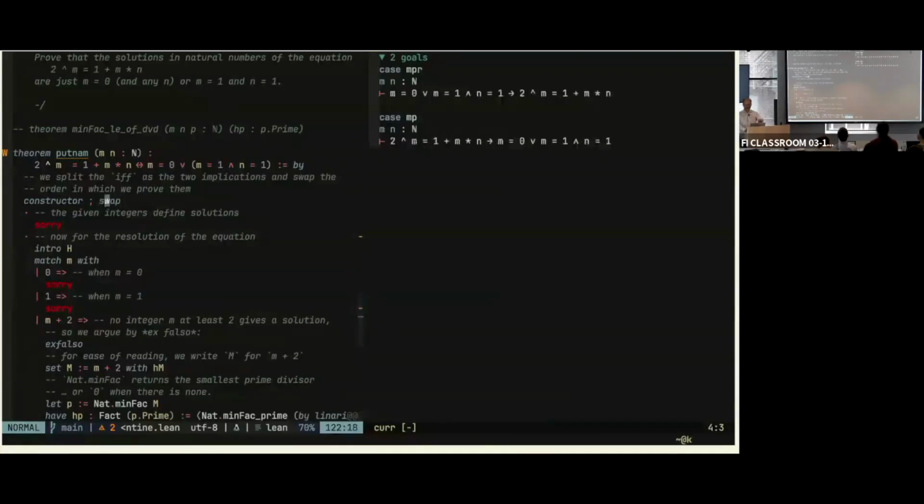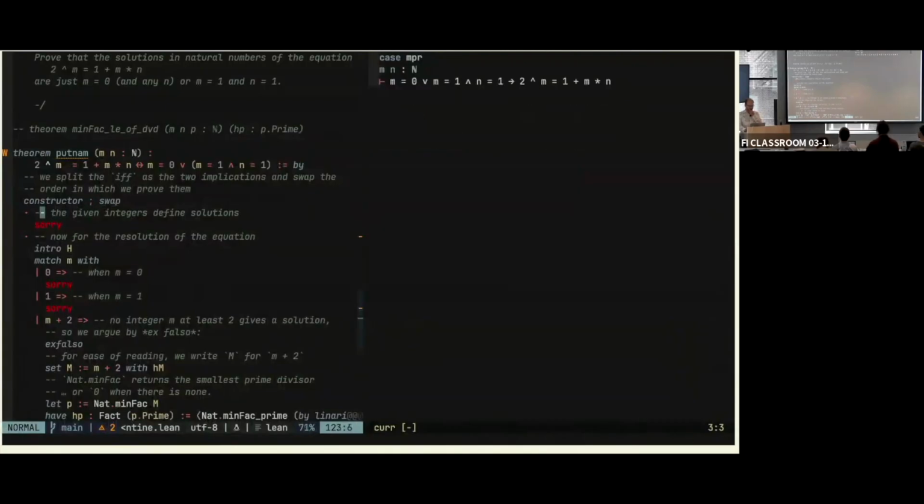And their names, MP and MPR. MP is when you have an if and only if, it's an implication, modus ponens, and the other implication is modus ponens reverse. The names are there, but the names do not change. Here one has to prove that this gives solutions, and here one has to prove that to solve the equation. Now, again, there are two trivial cases, m is 0, m is 1, which I check out by match, and I let you guess what you can do to finish the proof.